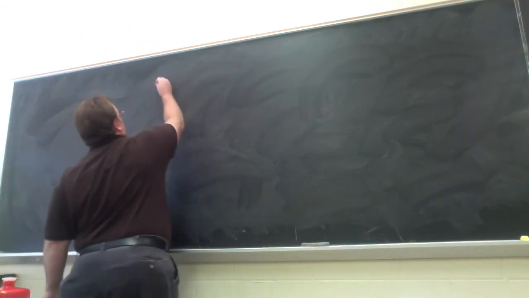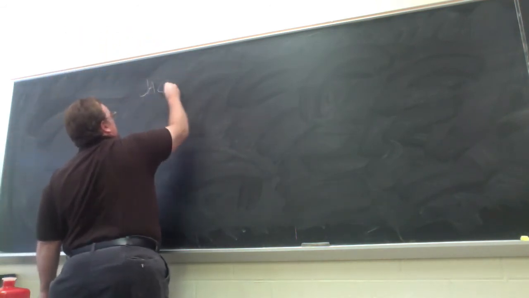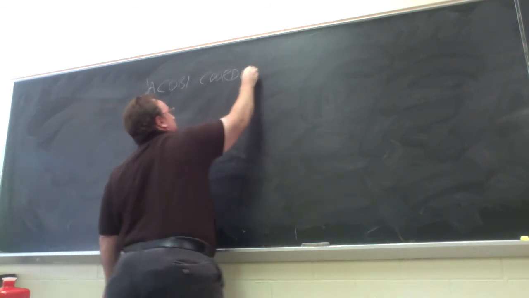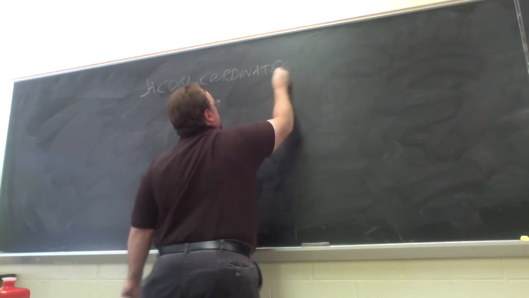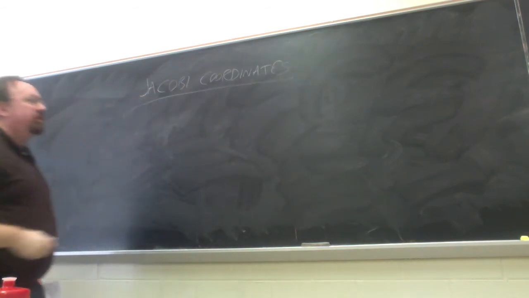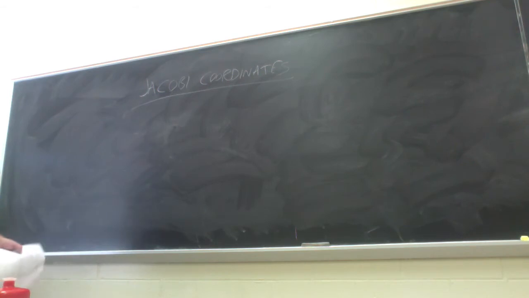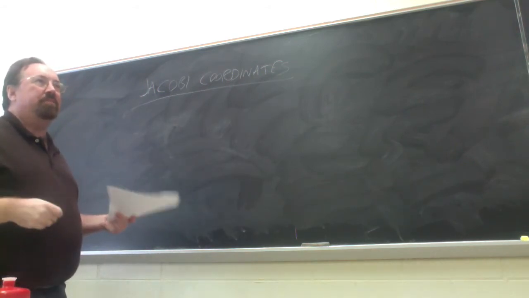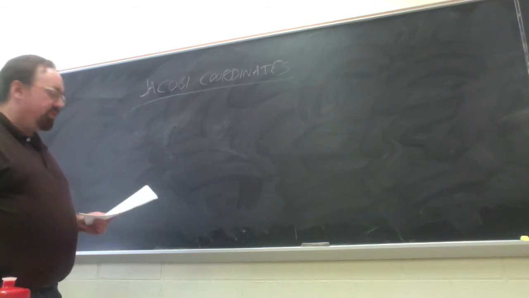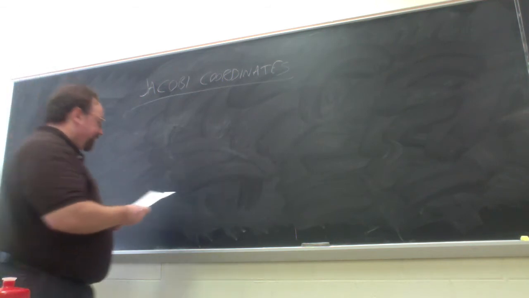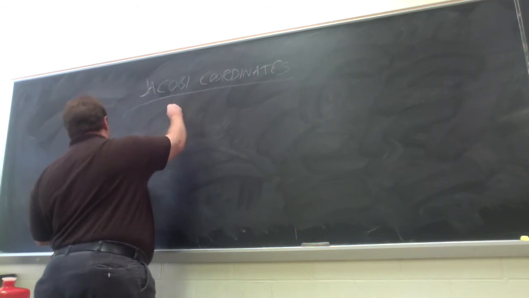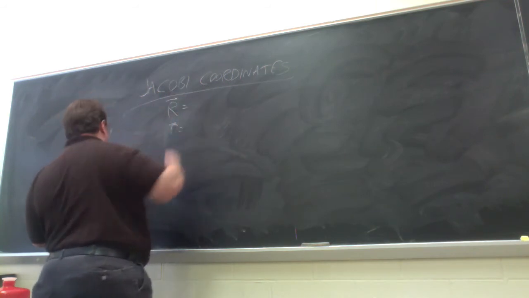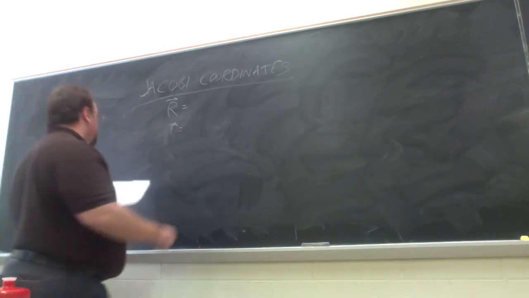So what I'm going to do is introduce what are called Jacobi coordinates. Right now the two-body problem has been expressed in terms of R1 and R2, and each of those has three coordinates because it's three-dimensional space. Those are all our Cartesian coordinates. The Jacobi coordinates are big R and little r, both vectors. Big R is just the center of mass.